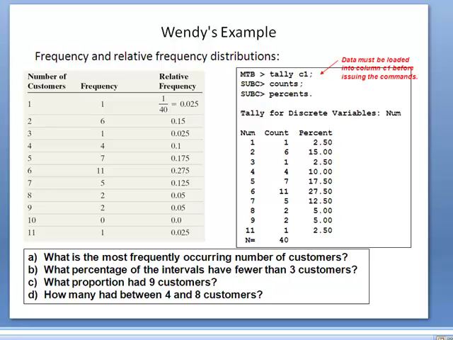So it's on your slide, what I just did, the tally command, and I've got these counts and percentages. So we can ask these questions. What's the most frequently occurring number of customers? Well, that's easy to see. It's 6.